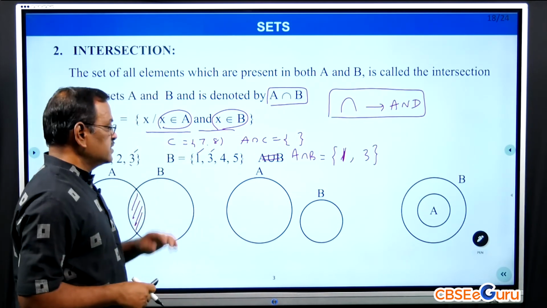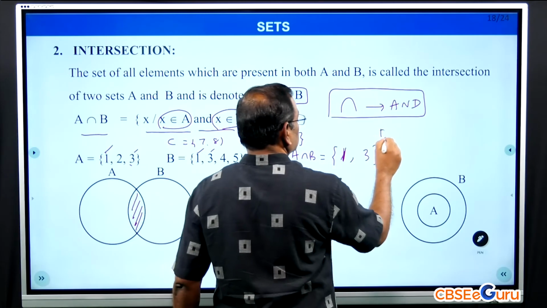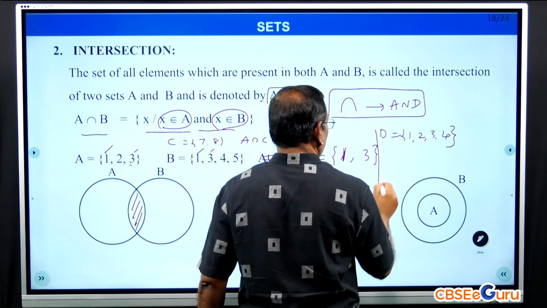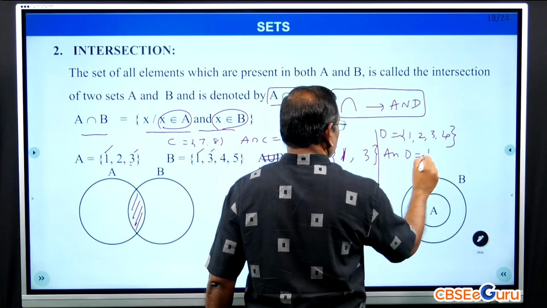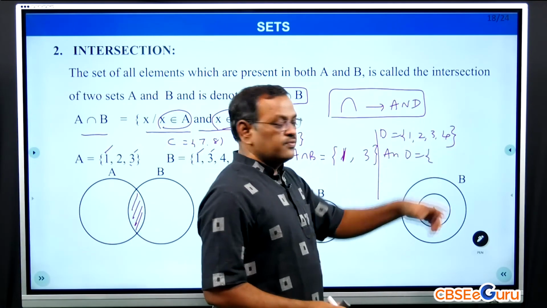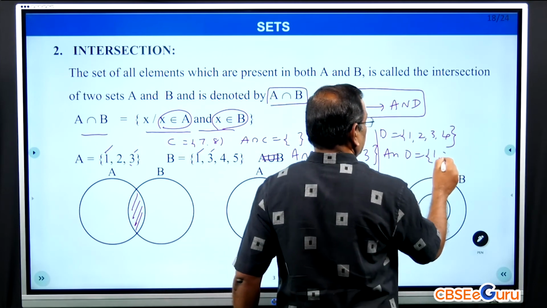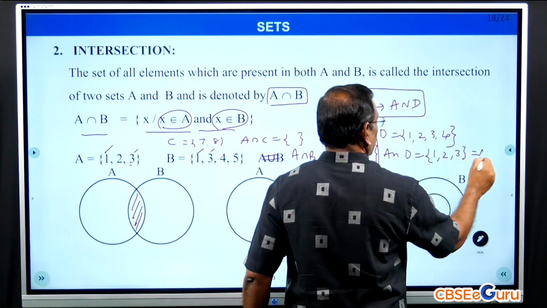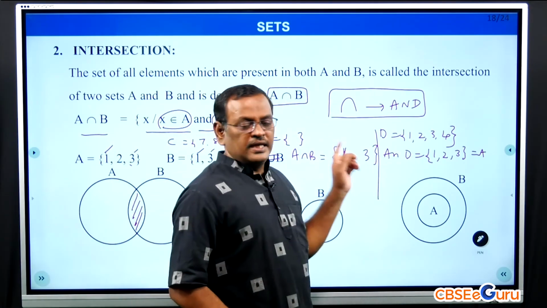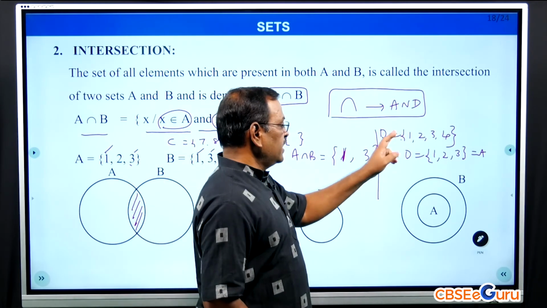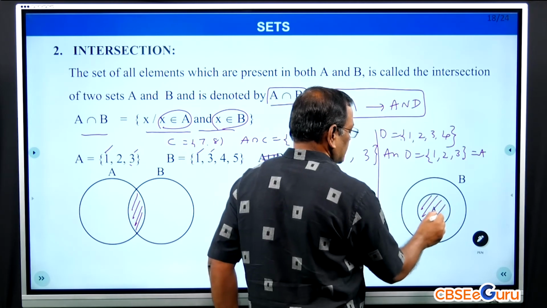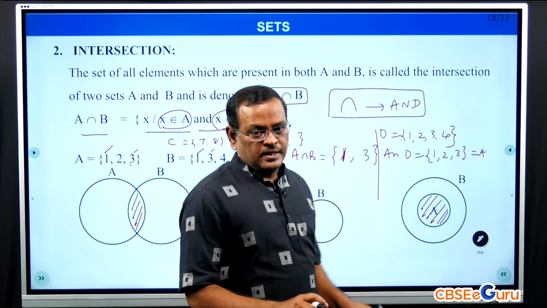This is an example for this. And D equal to 1, 2, 3, 4. And what is A intersection D? A contains 1, 2, 3 and D contains 1, 2, 3, 4. What is A intersection D? A intersection D equal to 1, 2, 3 and that is nothing but A. Here A is a subset of D. All the elements of A belongs to D and hence A is a subset of D. Therefore, the result is nothing but only the inner circle, only set A.